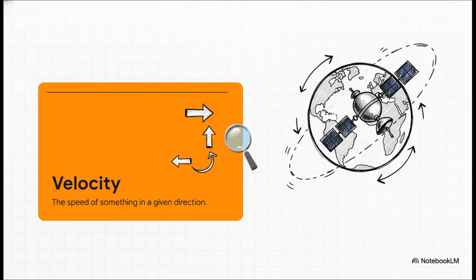And that's why this definition of velocity is so important. A satellite in a stable orbit, yeah, its speed might be totally constant, but because it's constantly turning, its direction is always changing. And if the direction changes, the velocity changes. That little distinction, well, it's everything.